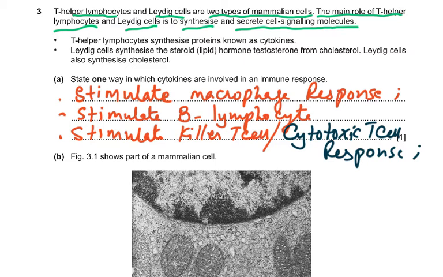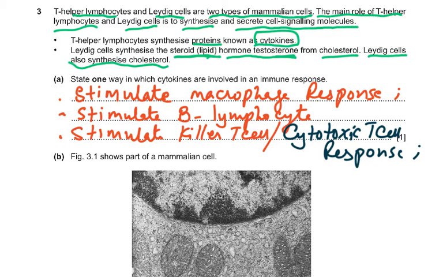Both lymphocytes and Leydig cells synthesize cell signaling molecules. T helper lymphocytes synthesize a chemical known as cytokines, which are protein in nature. Then Leydig cells synthesize the steroid lipid hormone testosterone from cholesterol, and Leydig cells also synthesize cholesterol. So actually Leydig cells are in the testes, and they synthesize the steroidal hormone testosterone. So this information is given to you in the question.